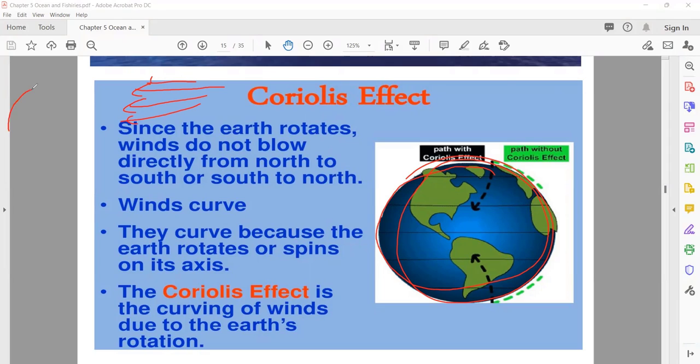But whenever wind comes to a round shape, it cannot go straight, it will bend around the earth, because your earth is spinning around its axis. Earth is moving. Due to this movement, when the air reaches near the earth, it also turns in a circle or bends. Why is it bending? Because your earth is moving around its axis. So this is known as the Coriolis effect. Is it clear or not?